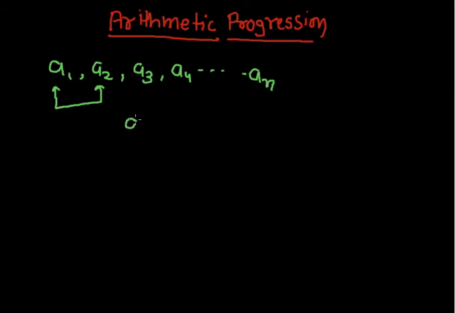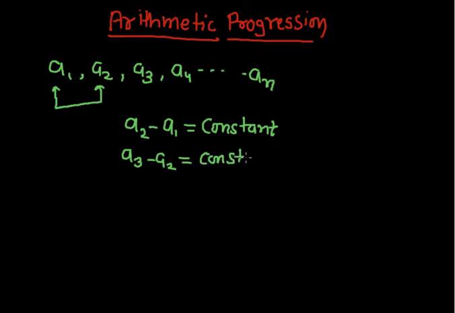That is, if I do A2 minus A1, then the result would be a constant. Similarly, if I proceed with A3 minus A2, then it should also be a constant. Now, in the case of arithmetic progression, the constant is generally denoted by D, which is called the common difference. Whatever difference you get in two consecutive terms is called the common difference.